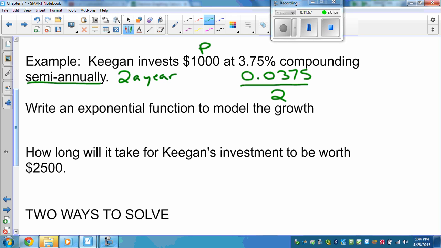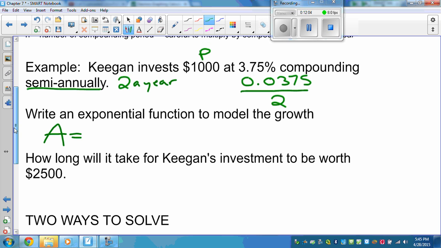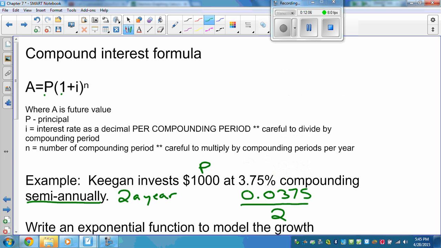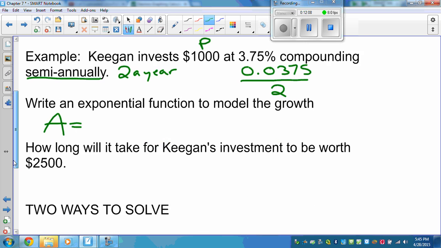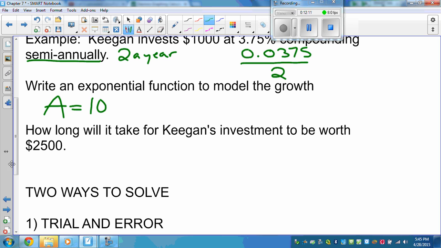Now we need to model this growth. So my future value equals, just from the formula here, the principal times 1 plus interest to the power of n. Principal was 1,000. 1 plus the interest, we found the interest to be 0.0375 over 2, to the number of compounding periods, but then we have to times it by 2 because it was semi-annual. So to the power of 2n. If it was quarterly, it would be 4n.